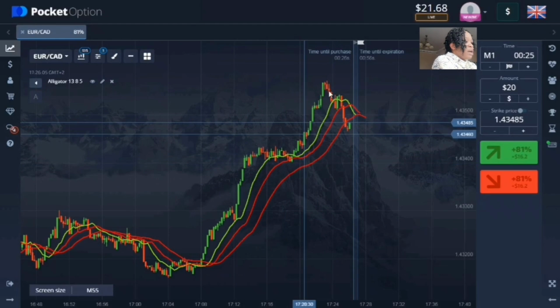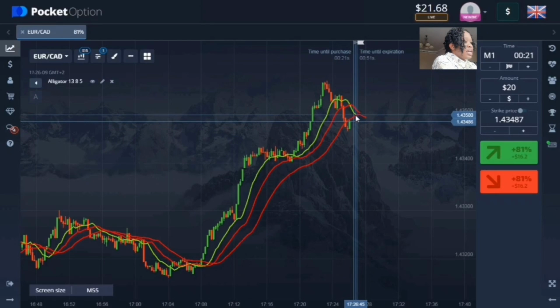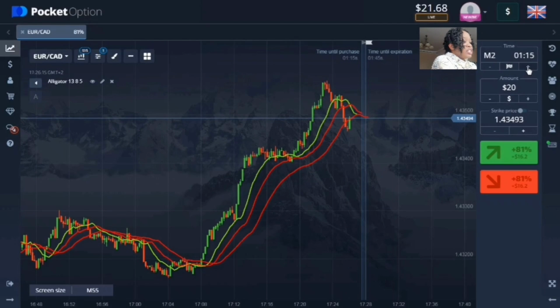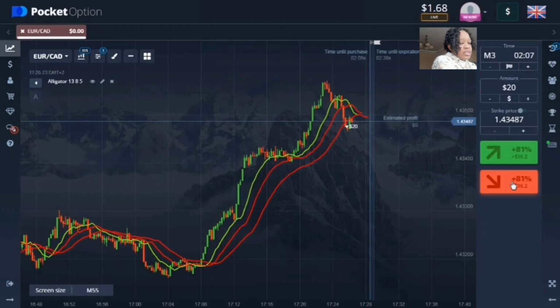Here we can see a good uptrend for a long time. The reversal is beginning to start and the indicator says the same, and I think that very soon the price will continue its downward movement. So let's open a trade for 3 minutes down. So let's wait.